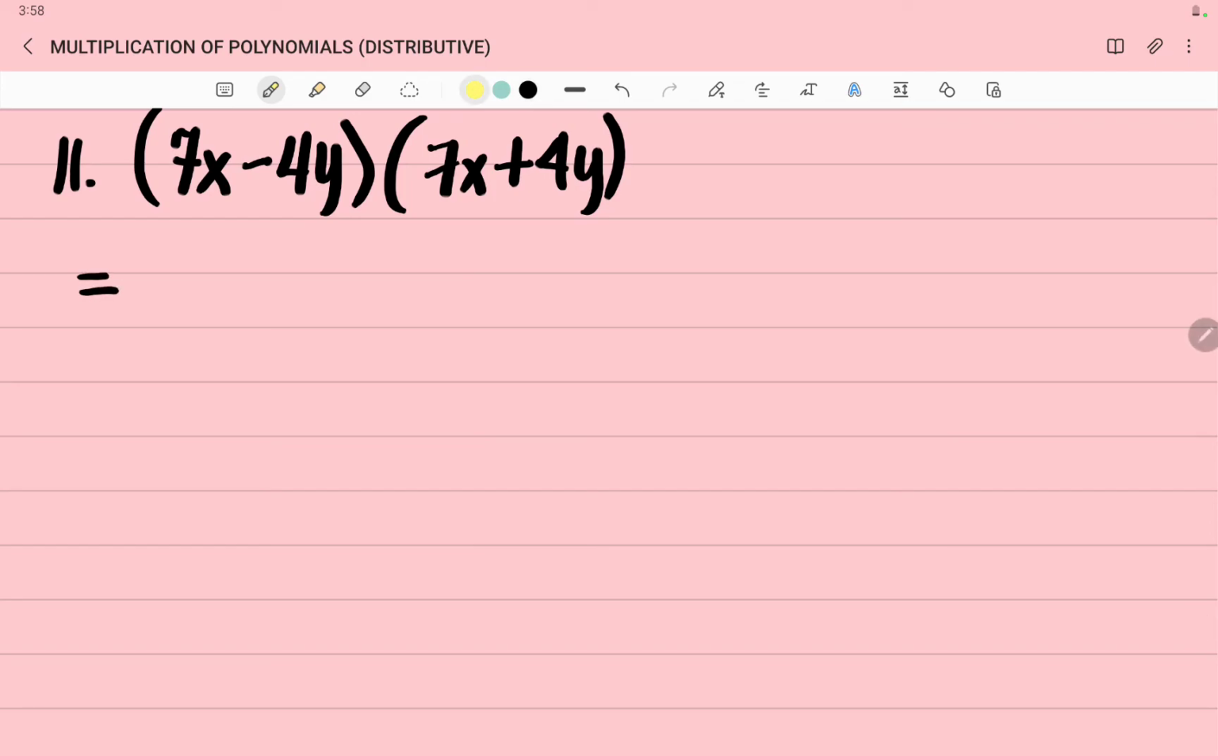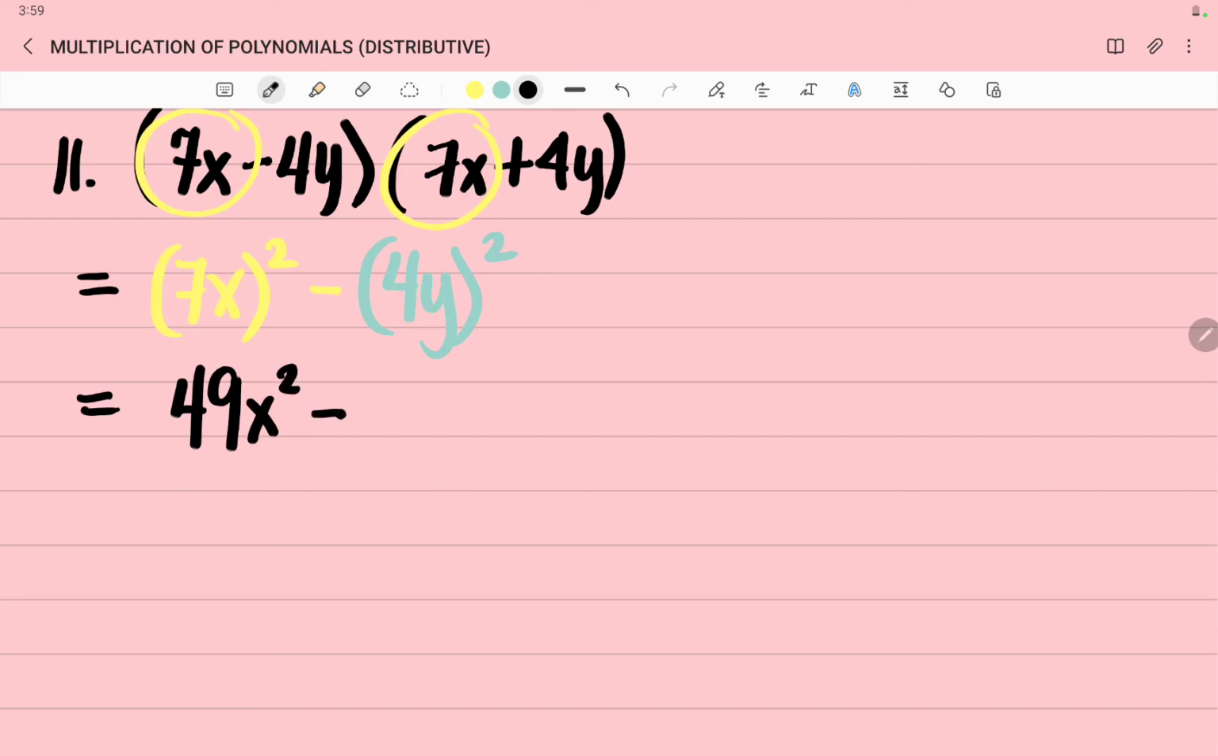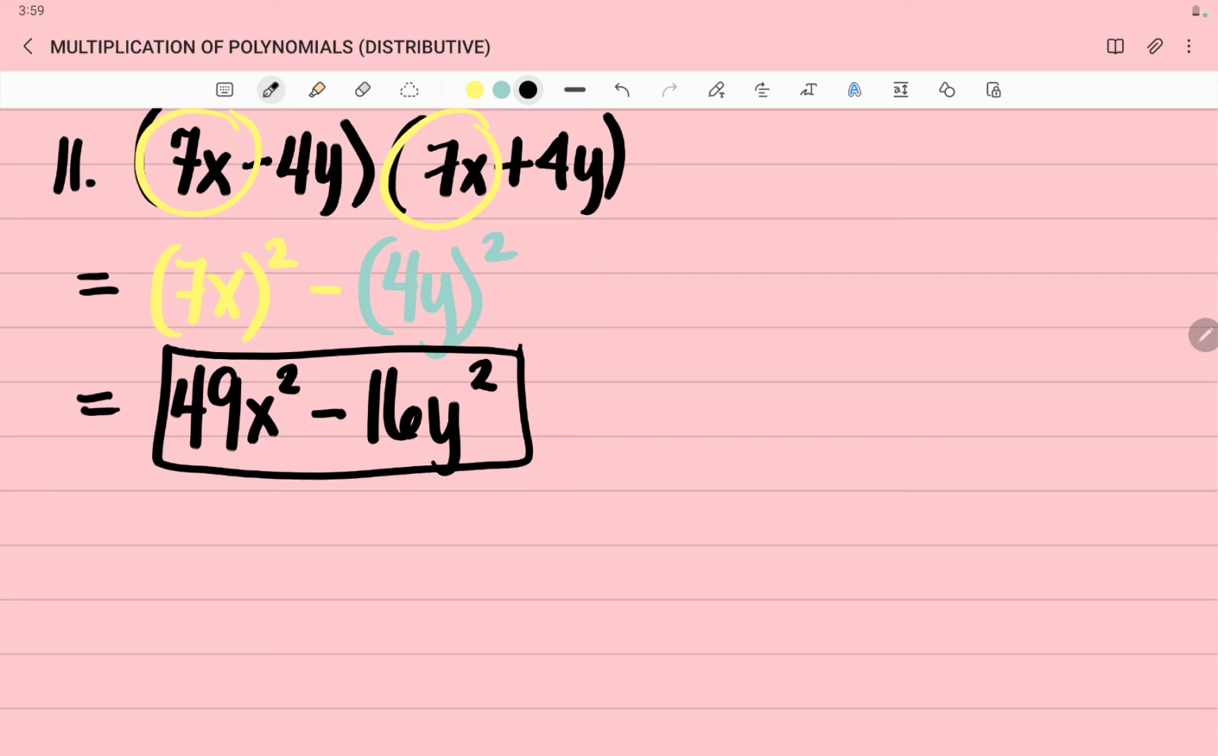So the pattern here, the shortcut, is just to square the first term, 7x squared, minus the square of the last term. So that would be equals 49x squared minus 16y squared. Final answer.